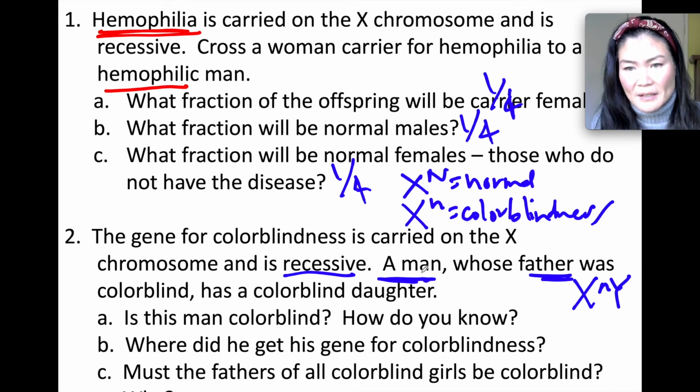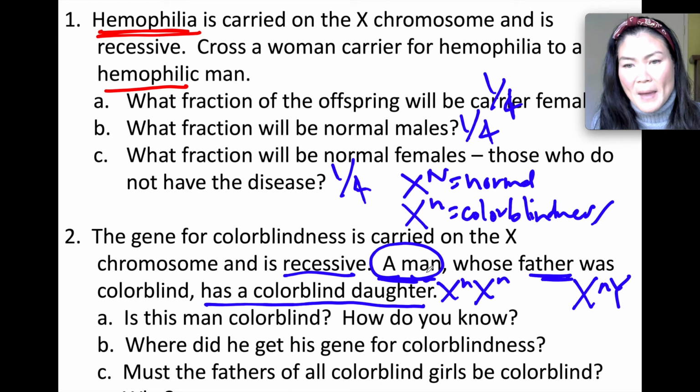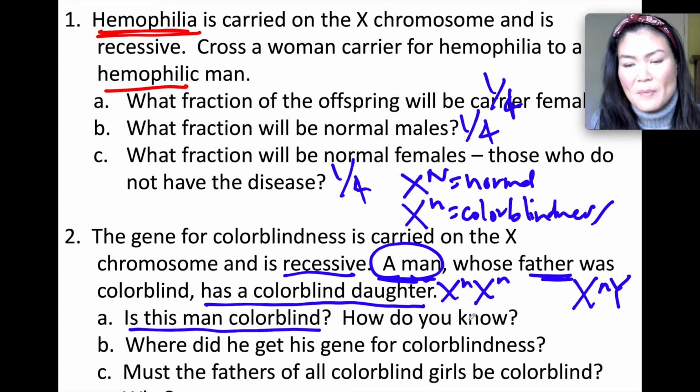So this man has a daughter who's also colorblind. So what's the daughter's genotype? She's got to be X little n, X little n. So the question is, is this man colorblind? You know what? He has to be colorblind because look at the daughter. The daughter inherited 2 genes for colorblindness. One is from mom, one is from dad. So how do we know? Because when we look at the daughter, she inherited 2 colorblindness genes. One from mom, one from her dad, the man. Okay?